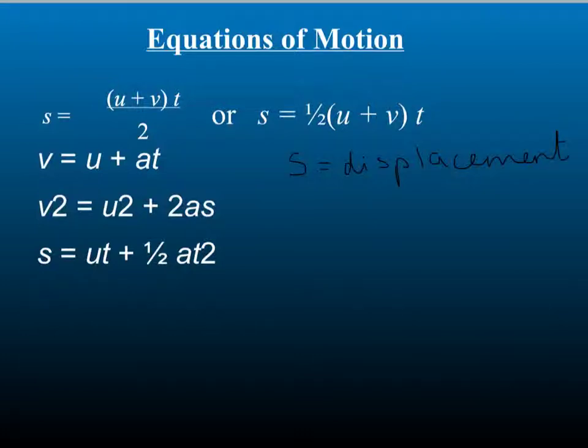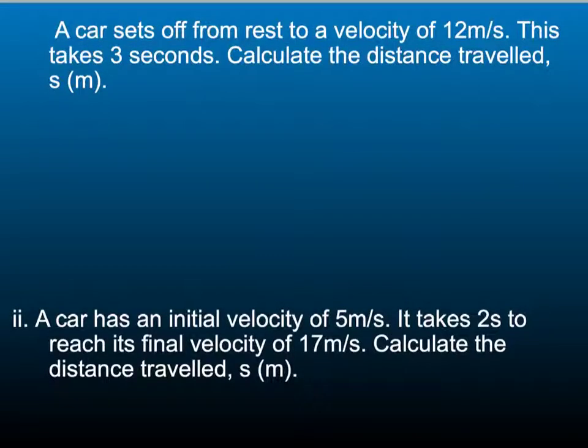Obviously, that's measured in meters. u is the initial velocity in meters per second. v is the final velocity. a is acceleration, which is measured in meters per second squared, and t is the time. So we'll try and remember what each of the symbols mean. Okay, so the best way to do these equations is to practice them.